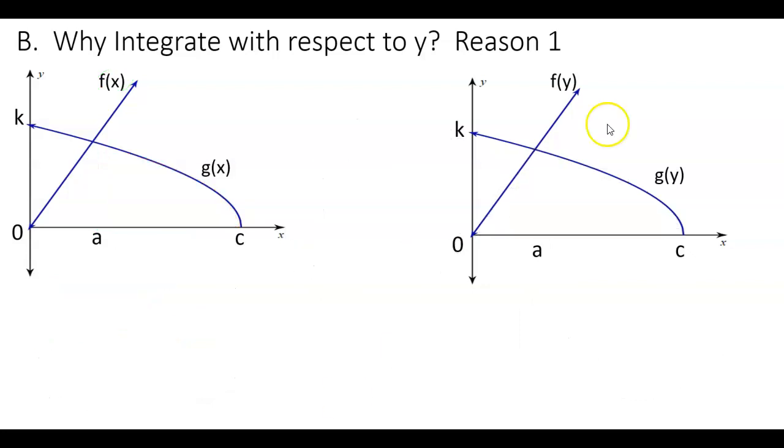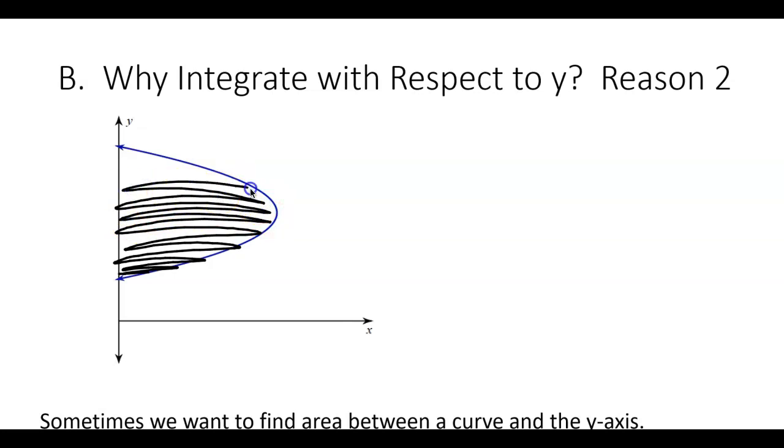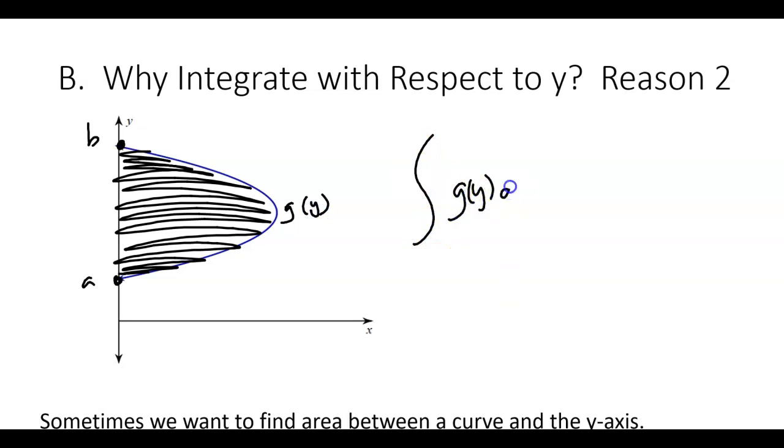That's one reason. Another reason why we might want to integrate with respect to y is because sometimes instead of asking you to find the area between a function and the x-axis, they want to find the area between a function and the y-axis instead. And in that case, you're going to want to do a vertical integration, starting from here and ending here with your function there. So we could put some letters on here really quick just to make sense of this. So we would be integrating the g function with respect to y from a to b. And in this case, my a and b are y values, right?